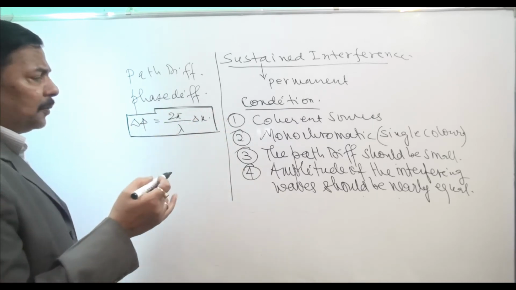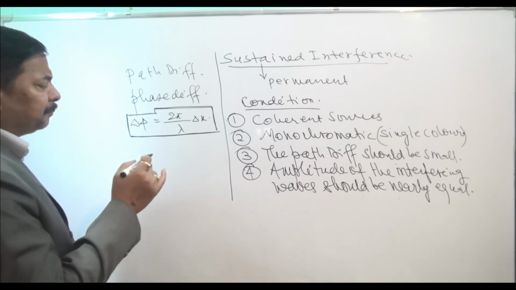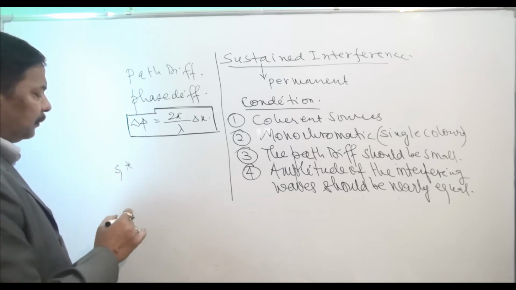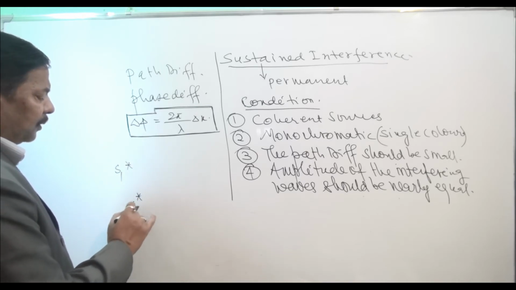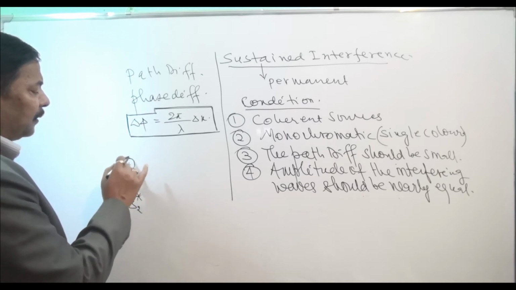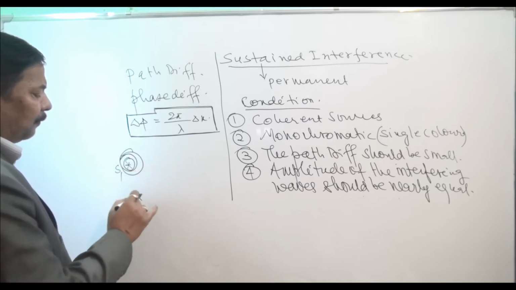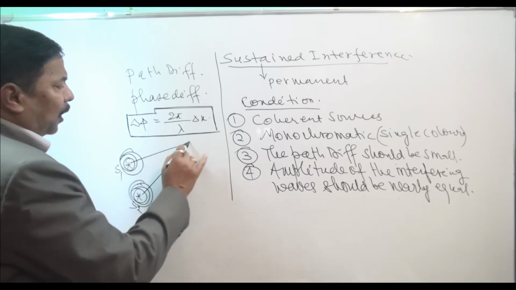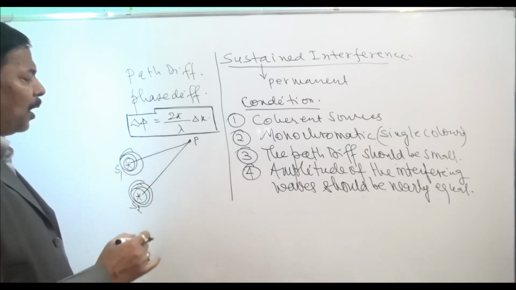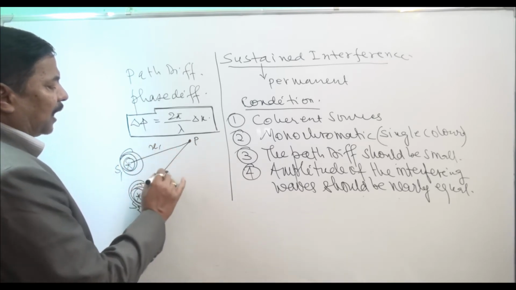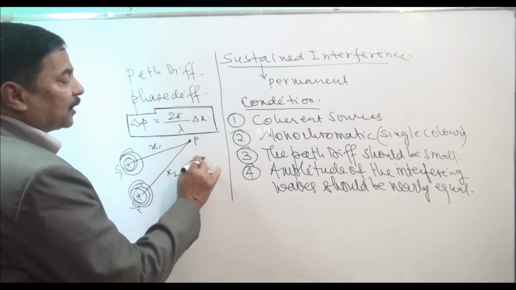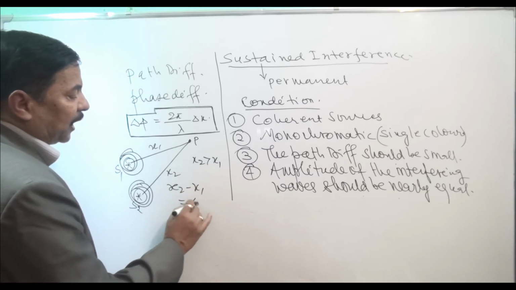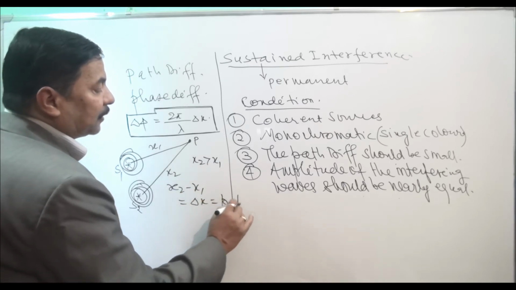Now what is path difference? You see here, a source of light is S1, here the source of wave is S2, and they are generating the wave. We are considering the point P. If at point P one wave has covered a distance x1 and the other has covered a distance x2, and x2 is greater than x1, then x2 minus x1 is your del x, and this is called the path difference.